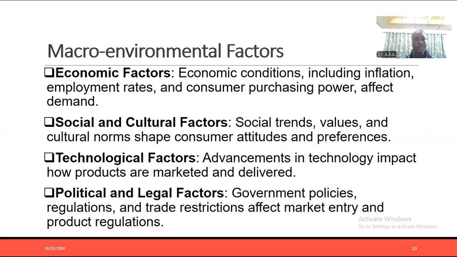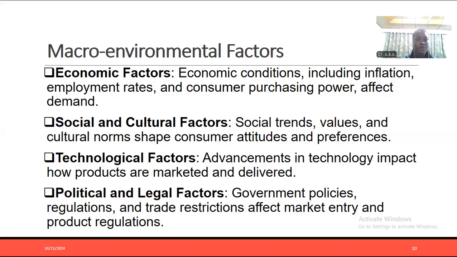Then we have the social and cultural factors, which consider social trends, values, and cultural norms, which shape consumer attitudes and preferences. So where you have your company established determines how successful it's likely to be, because the culture of the people around you and their social preferences, the values that they have, is likely to influence how they view your product.